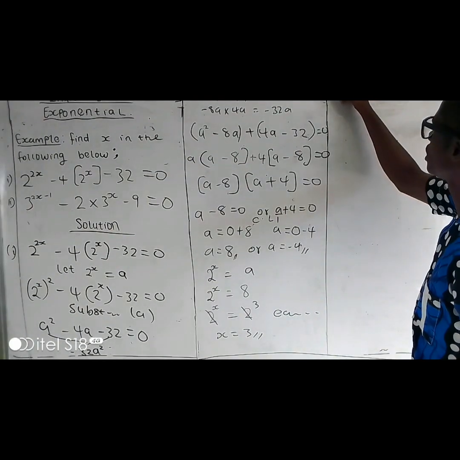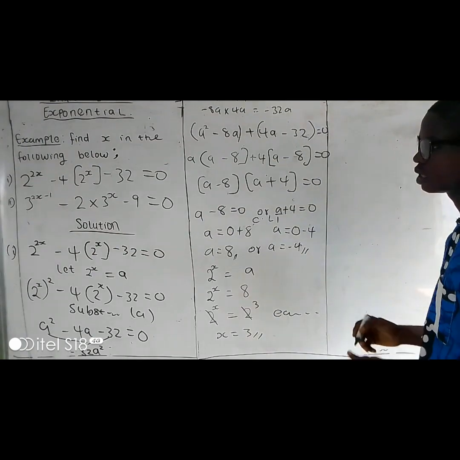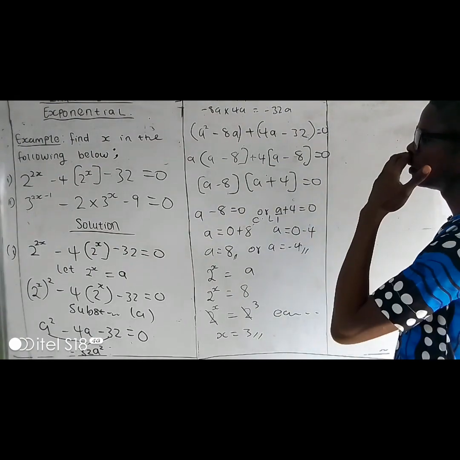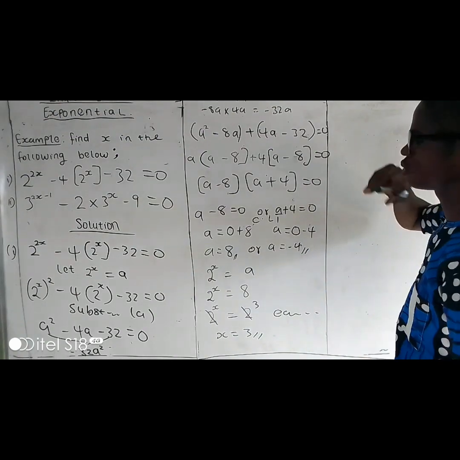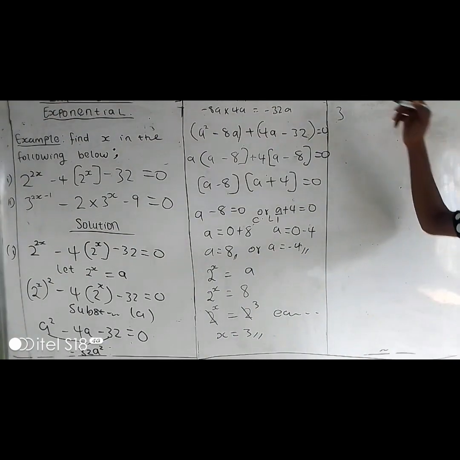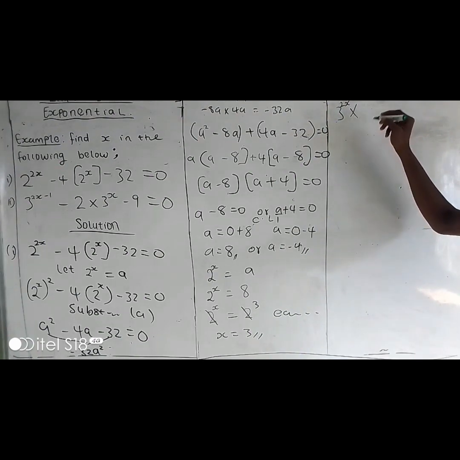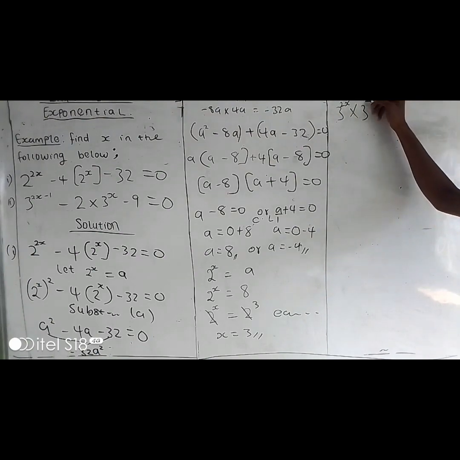So we have the second one to solve. I won't go into more details in the second one. So how do we solve this question? 3 raised to the power 2x, multiplied by 3 raised to the power minus 1.